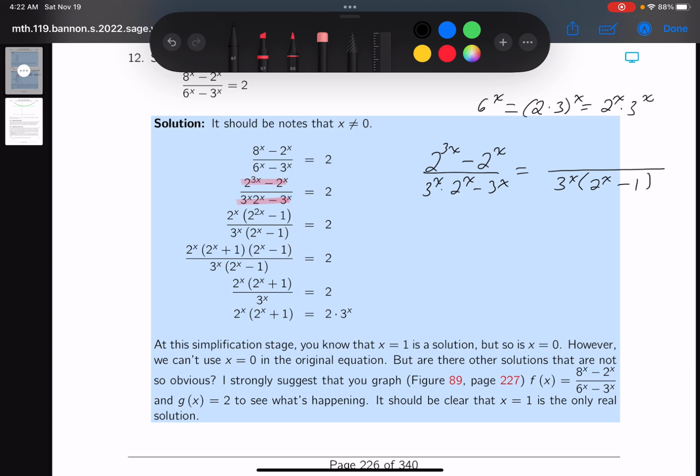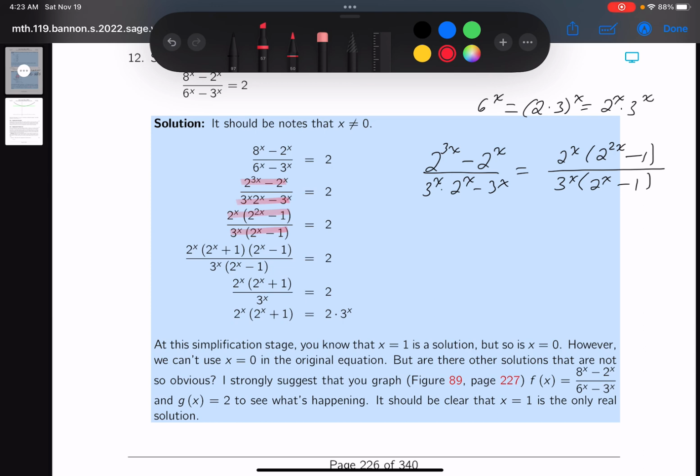On top, I'm going to factor out 2 to the x. And what would that give you? Let's take a look at it. That would give you 2 to the 2x, because 2x plus x is 3x, minus 1. All right? I want to show you where that's written. That's written right over here. All right? So then what I do, I notice I got a square problem.